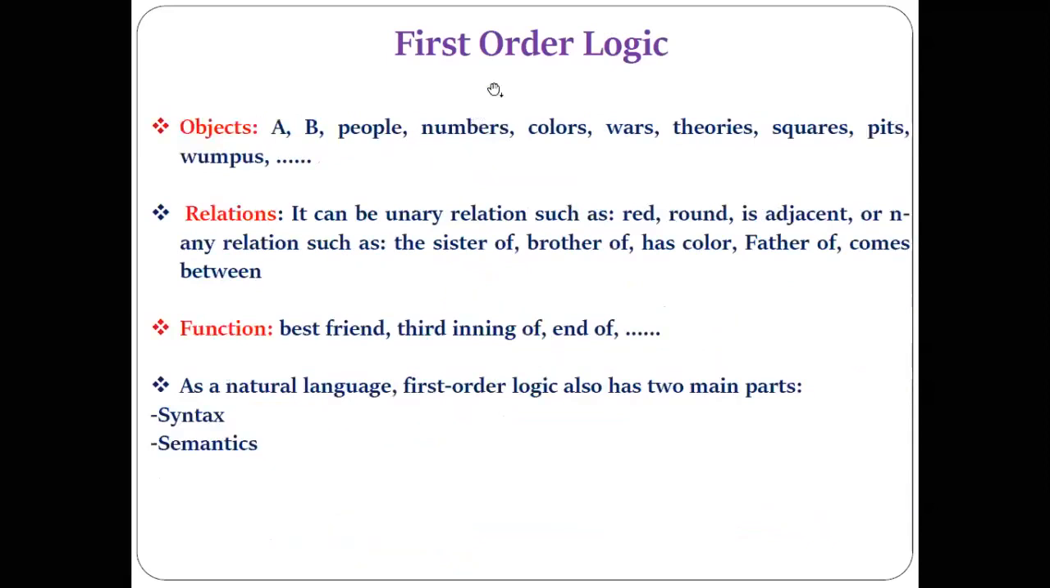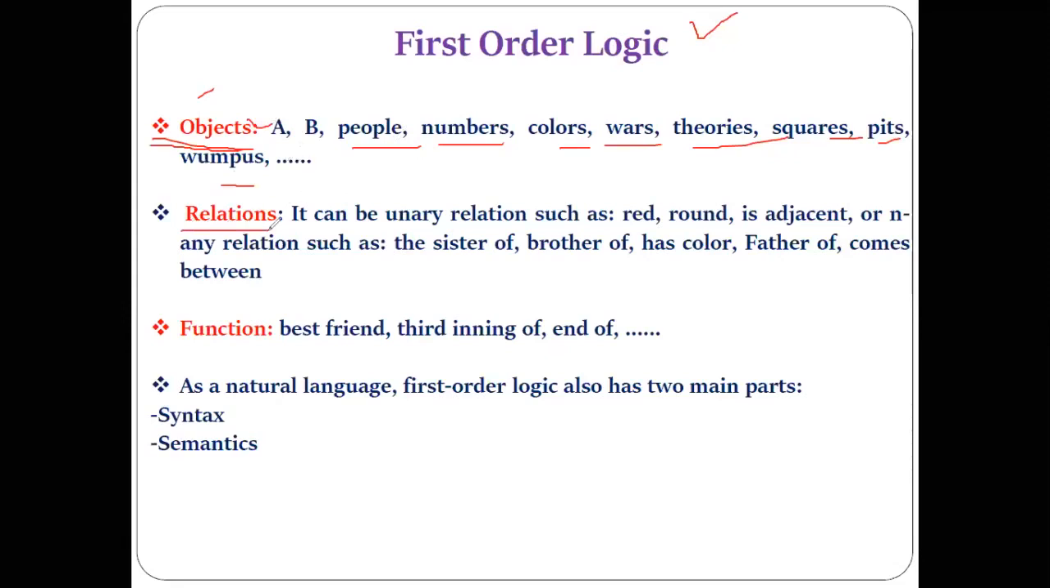Now, which are those various other kinds of things available in the world, which have to be considered, and that are also considered by first order logic while representing knowledge? Which are those other kinds of things? There are a number of objects present in the world. Objects can be anything: people, numbers, alphabets, colors, wars, theories, squares, speeds, wumpus, anything. Anything which is present in the world can come under the category of objects.